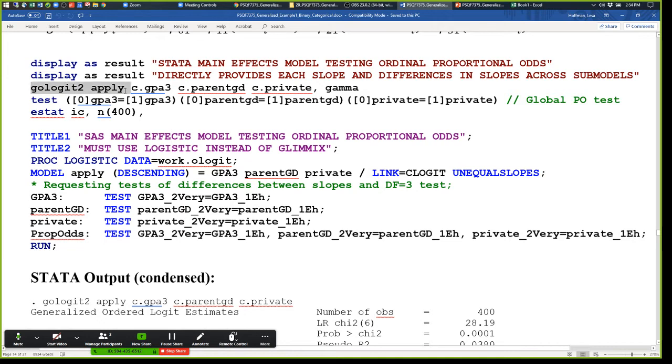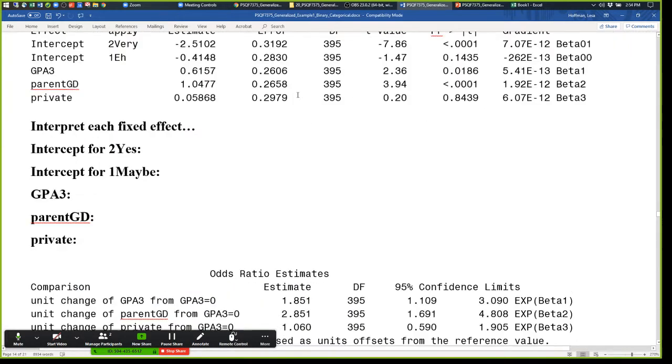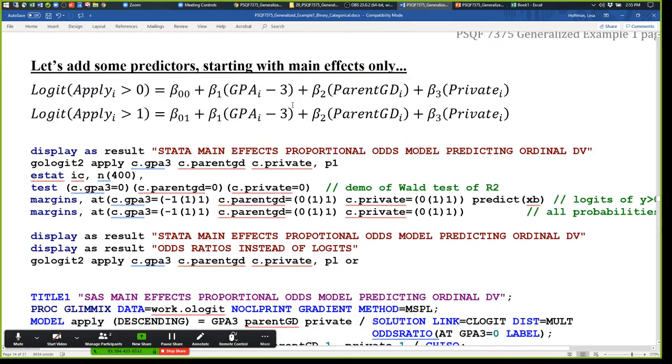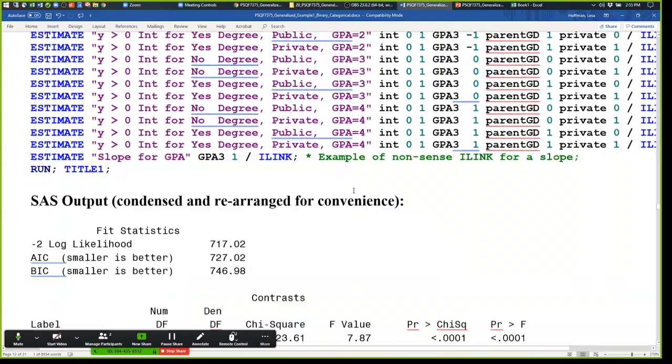But gologit anticipates that you want to be able to test this, and the only thing that's different is that there used to be a PL here that I took away. That's it. So the previous version of the Stata code, this thing, that's an option that says fit the proportional odds model. You take that off, it doesn't fit that model, it fits the one where all the slopes are different.